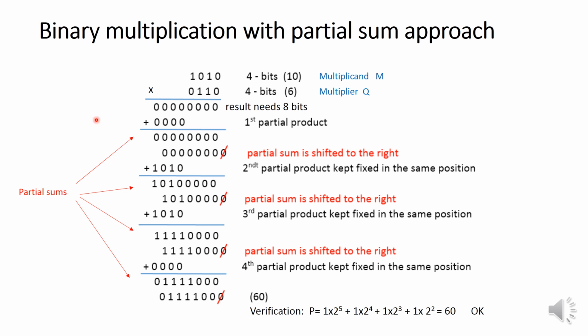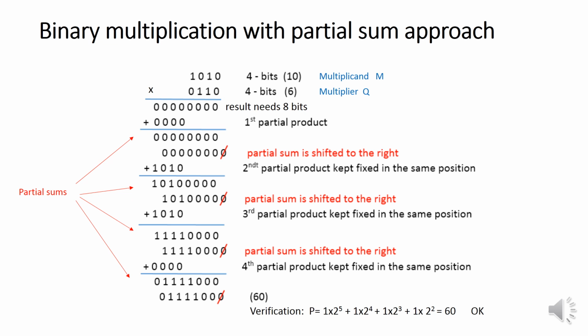If we start multiplying, this is the first partial product that we align to the left. This is the first partial sum. And here we shift the partial sum to the right 1 place and drop the pushed bit. This is the second partial product that we keep fixed in the same position. We add this, and this is the second partial sum.